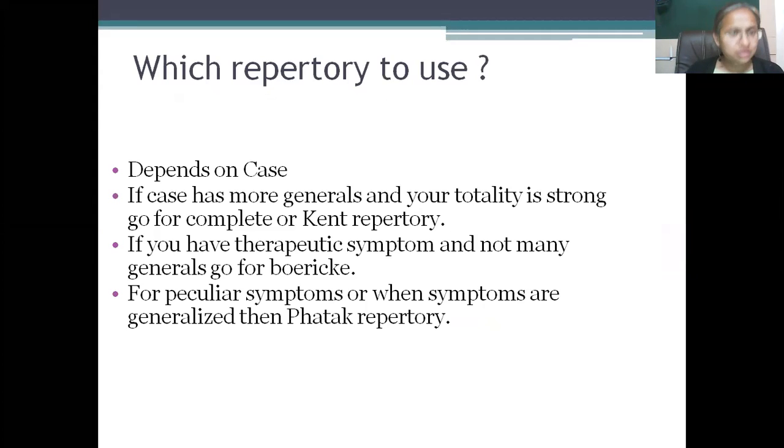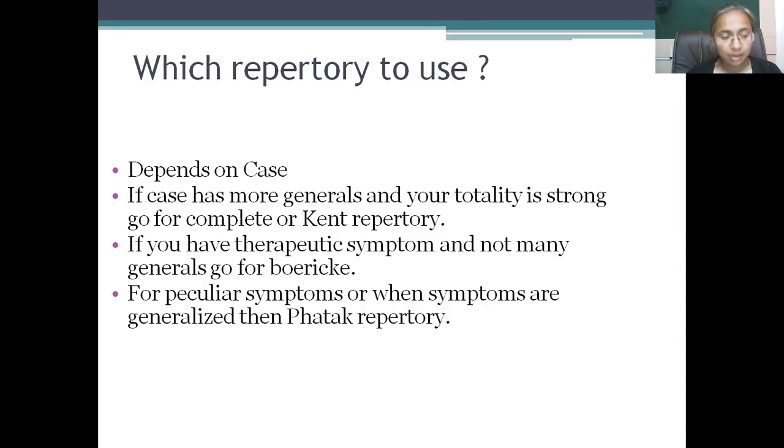So the question now is which repertory to use and when to use the repertory. So I will tell you, you have to use the repertory. According to me, I use repertory in every case. Even if I am sure of the remedy, still I would use the repertory just to confirm my remedy, my simillimum. And that makes me even sharper and more exact in prescription.